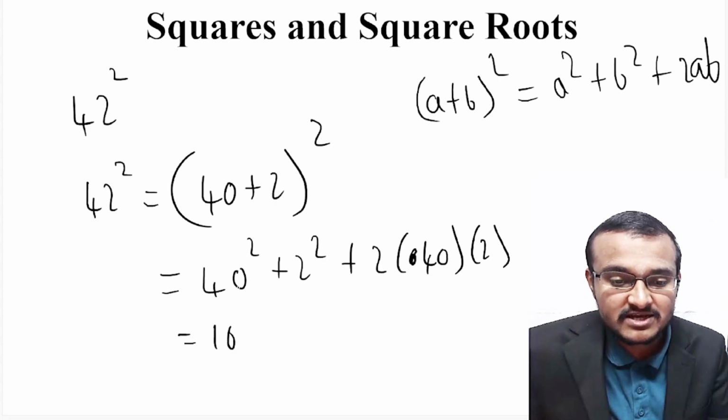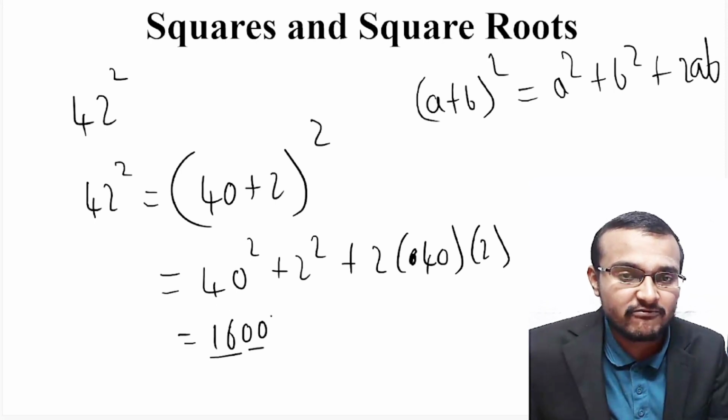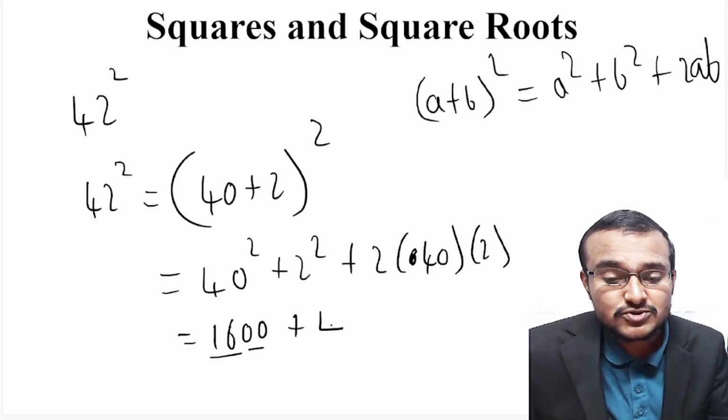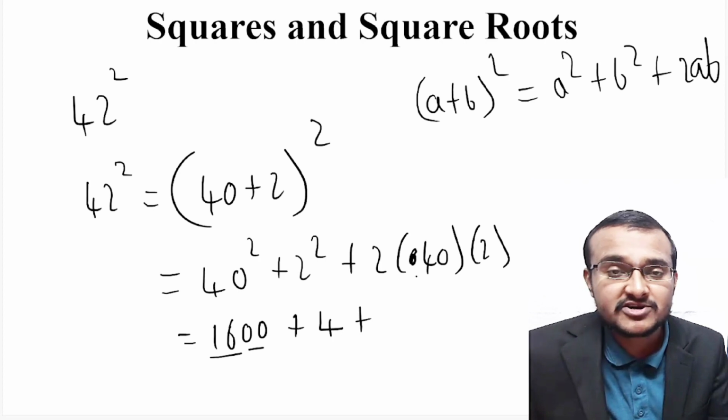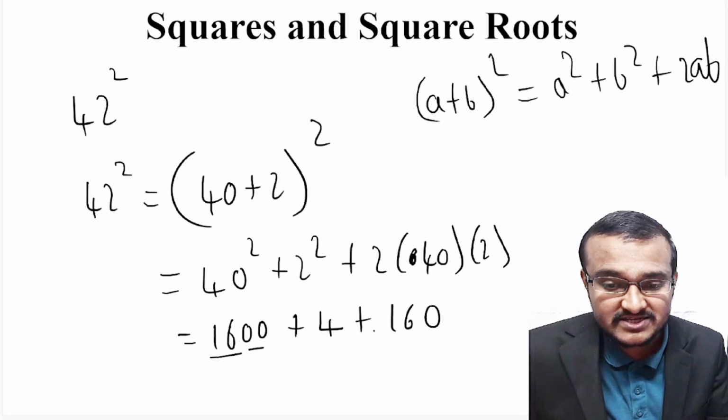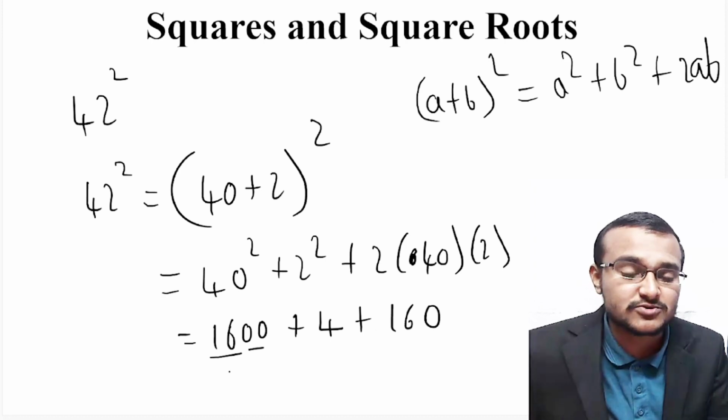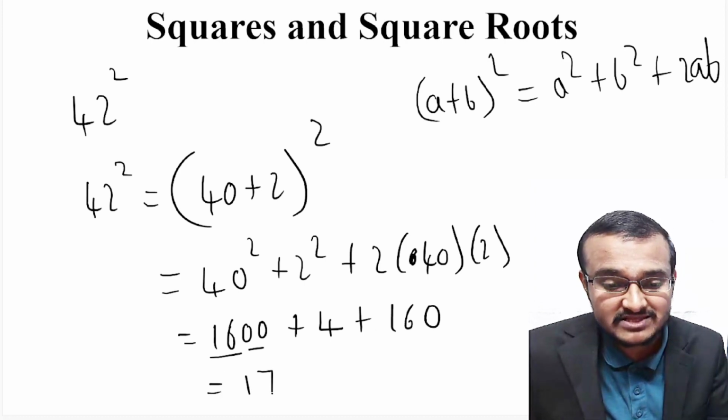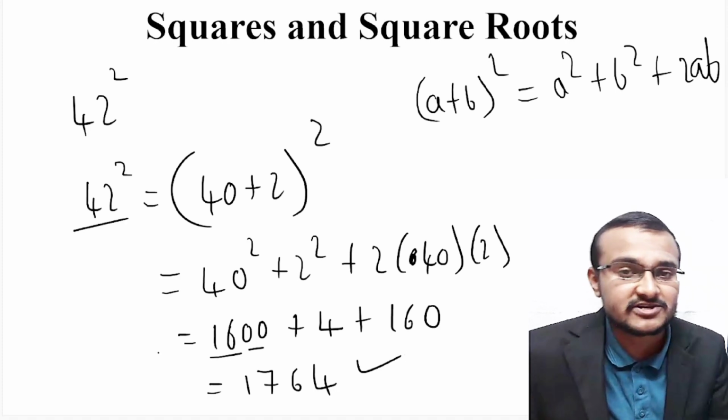4 4s are 16. So 1 zero is there, so now it will be 2 zeros. So 16 followed by 2 zeros will be the square of 40. Plus 2 square is 4, plus 2 into 40 is 80, 80 into 2 is 160. So 164 plus 1600 is actually 1764. So this is the value of 42 square.